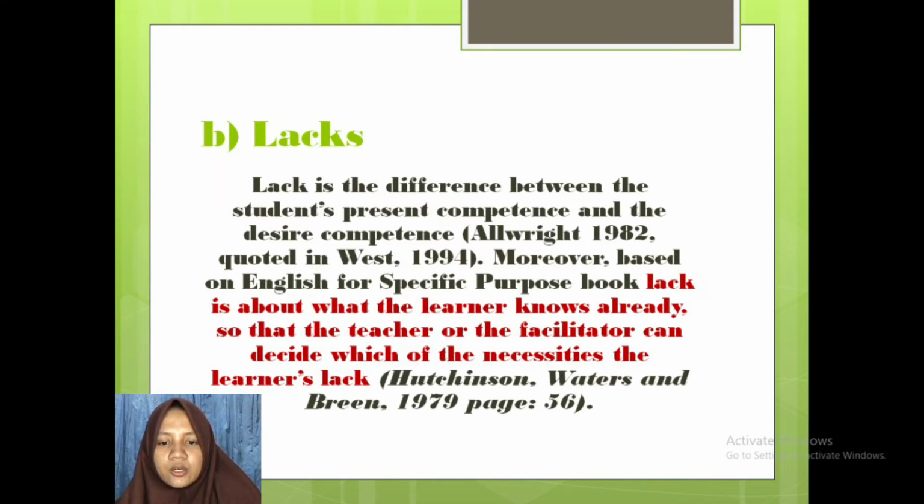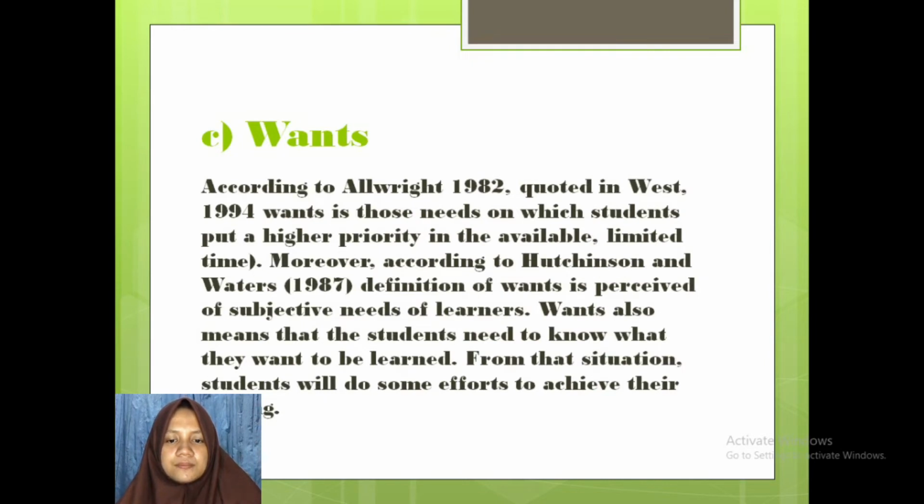Moreover, based on the English for Specific Purposes book, lacks are about what the learner already knows, so that the teacher or the facilitator can decide which of the necessities the learner lacks, according to Hutchinson and Waters, 1987, page 36. C. Wants.